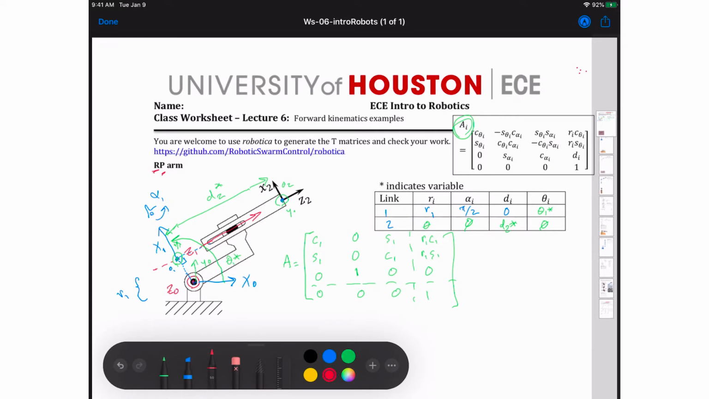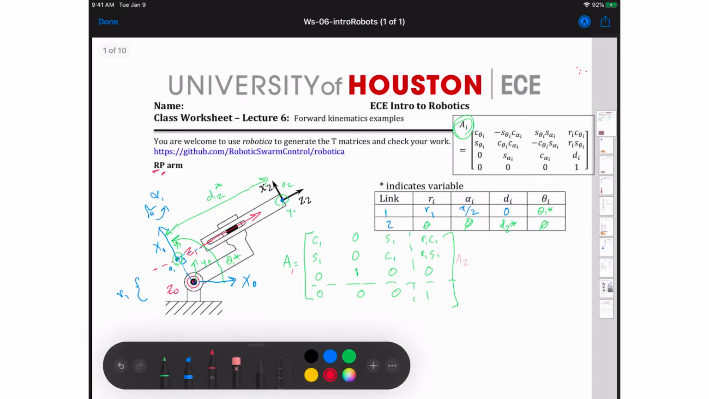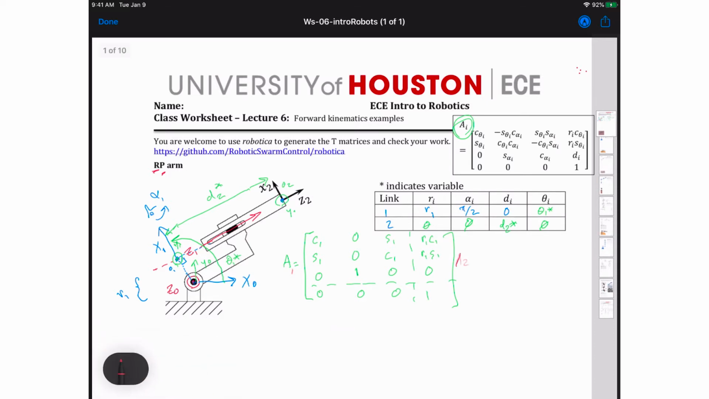Now let's go ahead and make A2. A2 is equal to, here we've got a much simpler matrix. It's only got a D2 value, so it's just going to be an identity matrix in the top here. So we got a 1, 1, 1, 0, 0, 0, 0, 0, 0. Bottom row is always 0, 0, 0, 1. And then the only term I have is my D2 star. So I got a D2 star right here, 0, 0.